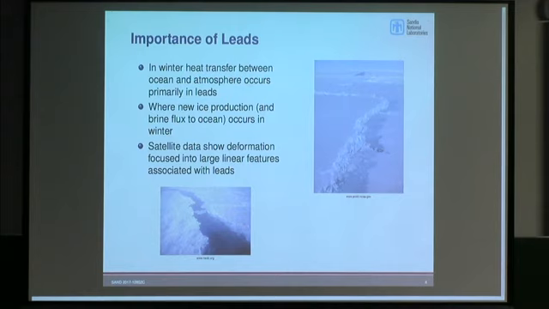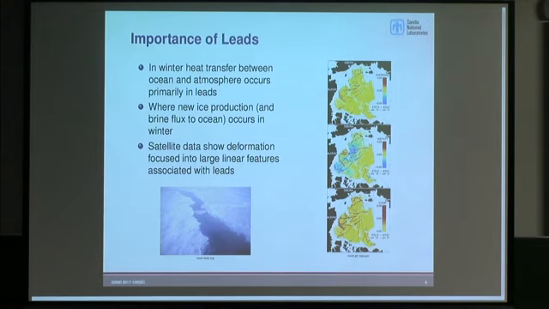So I just want to stress again the importance of leads and cracks in the ice. In winter, the heat transfer between the ocean and the atmosphere occurs primarily in leads. Again, as I mentioned, it's where new ice production happens. And we see a lot of deformation in the ice. We've seen lots of these pictures. I'm going to show a lot of RGPS, just like everybody else has. You can see these large linear features that are associated with leads or complexes of leads that are important in the Arctic.